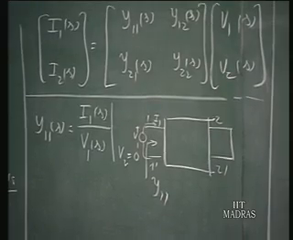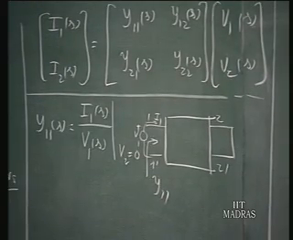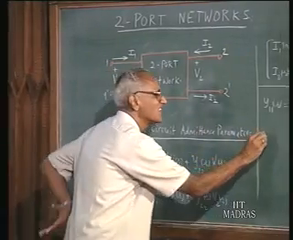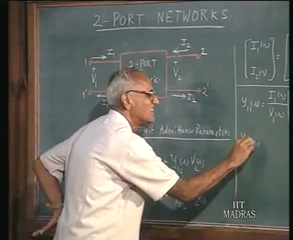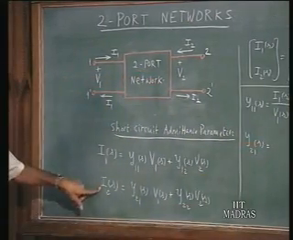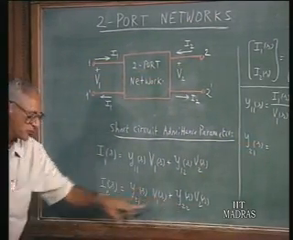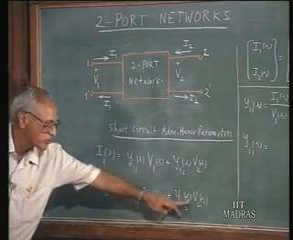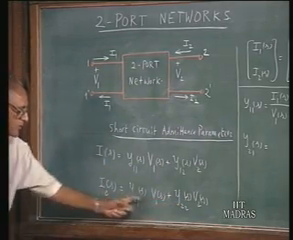Now, let us see what is the Y21 of S. Y21 of S is the ratio of I2 to V1 when V2 is 0. Once again, in this equation, if you force V2 to 0, Y21 of S is I2 of S over V1 of S.